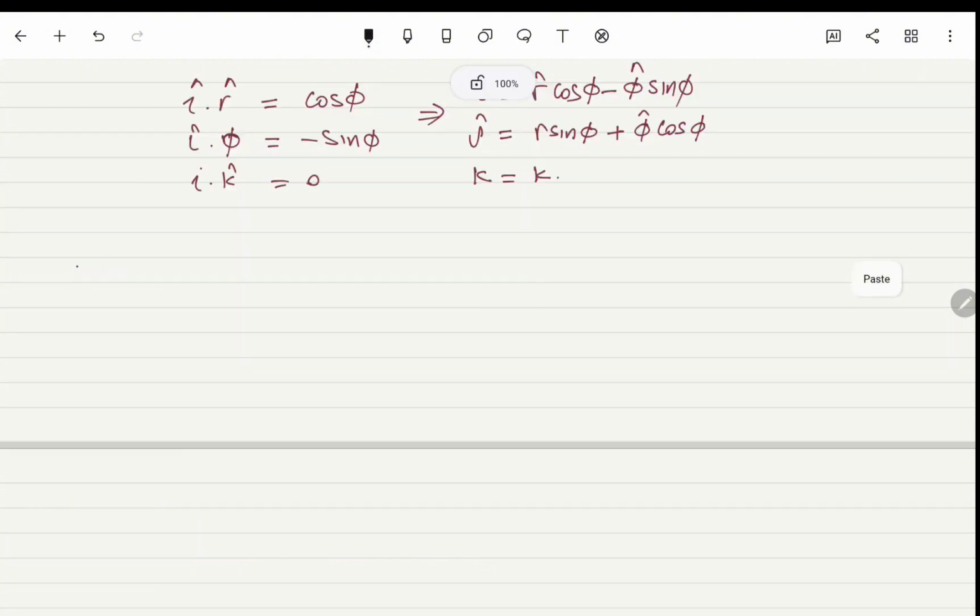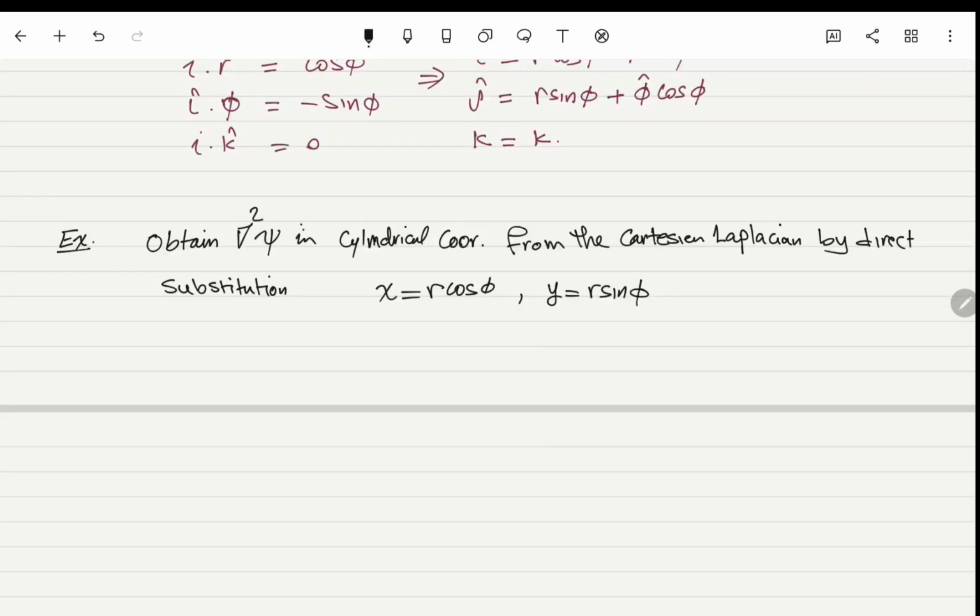Let's have an example. Obtain Laplacian psi in cylindrical coordinates from the Cartesian Laplacian by direct substitution x equal to r cosine phi and y equal to r sine phi. Now let's write down the Laplacian psi in Cartesian coordinates, which equals partial 2 psi partial x squared plus partial 2 psi partial y squared plus partial 2 psi partial z squared.